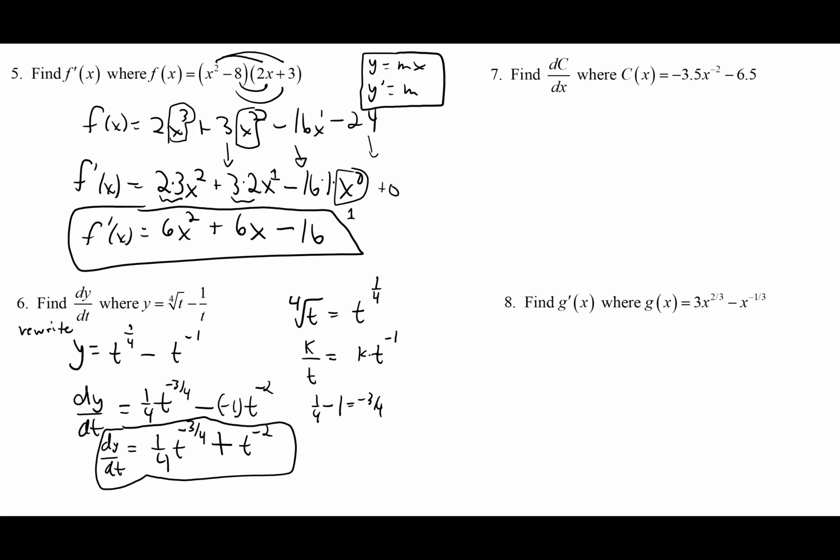Okay. The derivative for number 7 is going to be carry down the -3.5. Don't do anything with that. This -2 exponent comes down, and then you take away 1 from that. That gives you -3 exponent. 6.5, that's a constant. So that's nothing for the derivative. And when we put these together, if you double 3.5, you get 7. Negative and negative is a positive. So that's going to be 7x to the -3.